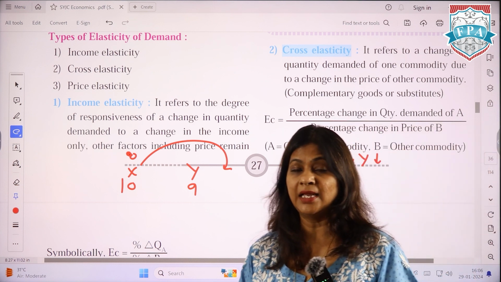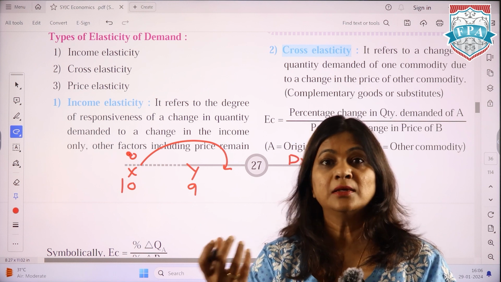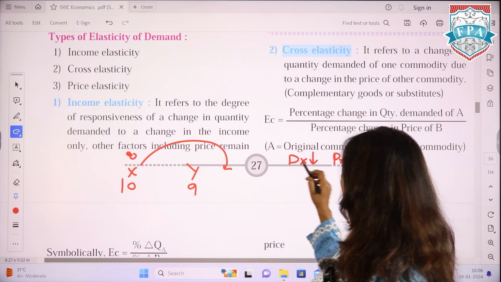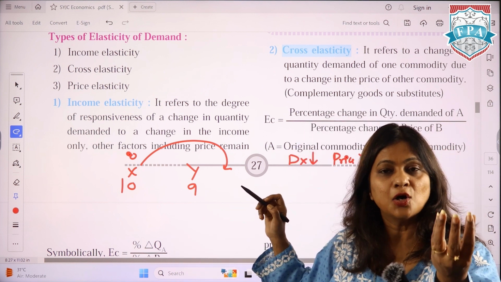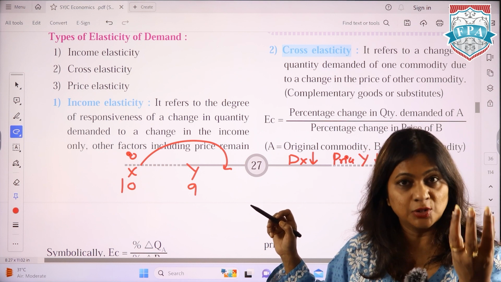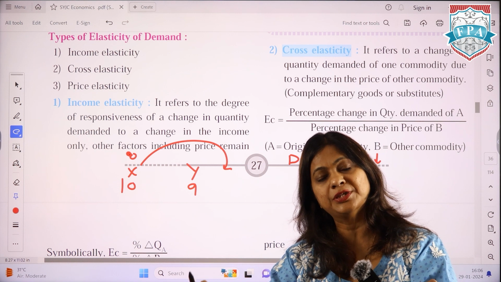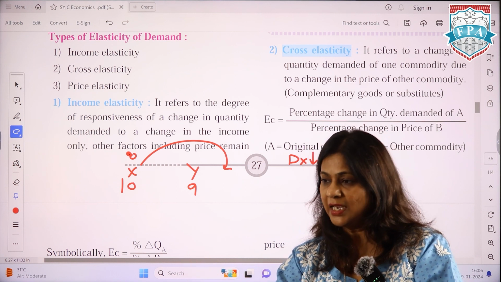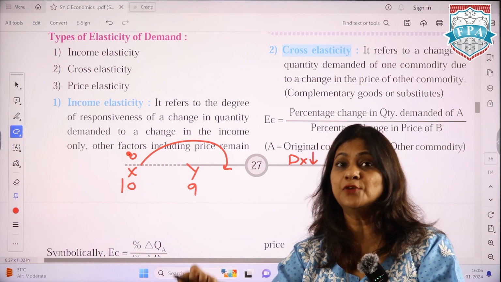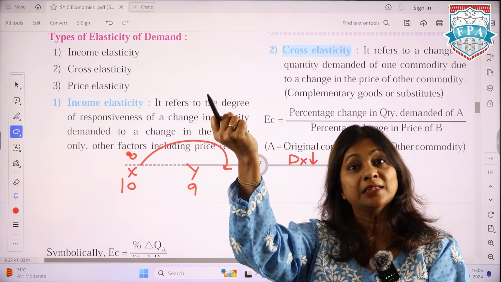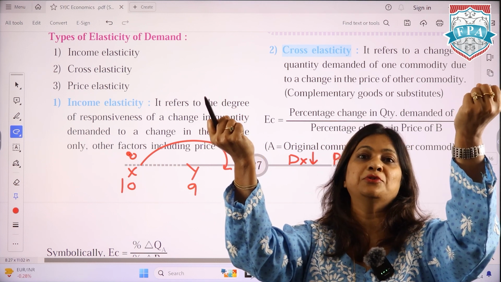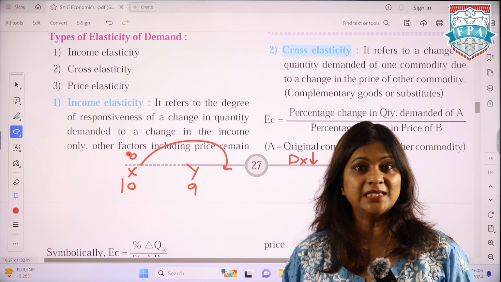अब आपको एग्जाम में आता है, what is the relationship between the substitute goods? So you can see there's a direct relationship. The demand of your good, the good in question, is going to fall if the price of your substitute good is going to fall, and vice versa. If the price of your substitute good is going to increase, the demand for your good is going to increase. Favorite question in the examination.